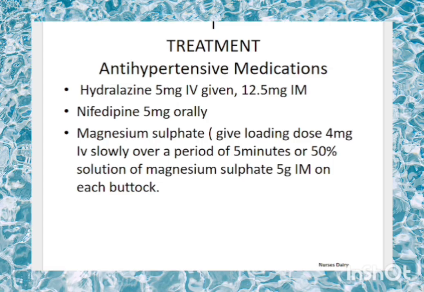And then we look at the treatment. On the treatment, we've got medication or a group of drugs which we're calling antihypertensives. So under these antihypertensives, the drug of choice we have is hydralazine. So hydralazine is given 5 milligrams IV, which is given also intramuscularly.